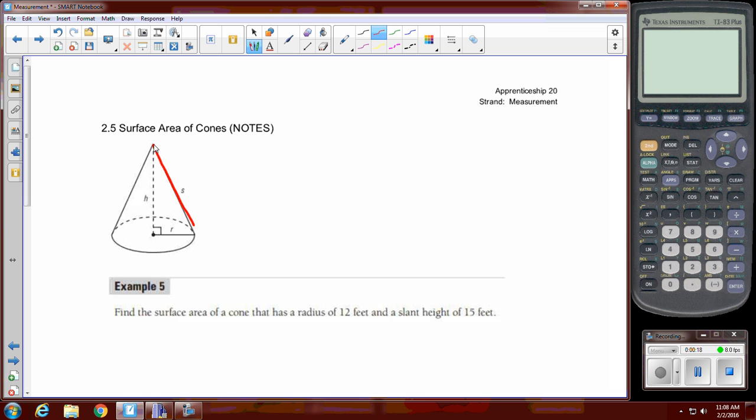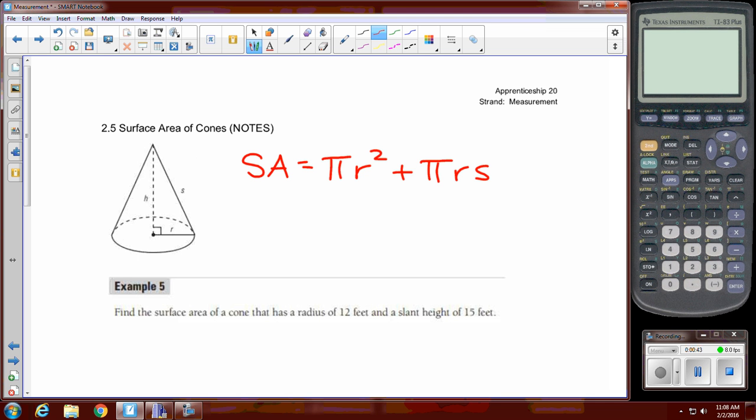Again, we need to find the slant height of the cone. If it's given to us, our job is easy. If it's not given to us, we're going to need to use Pythagoras in this right triangle that's created with the height and the radius to find it, just like we did in our pyramids. The formula for surface area of a cone is pi r squared plus pi r s.